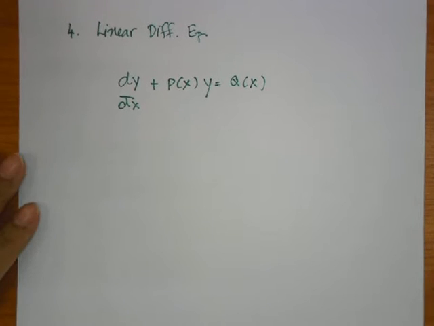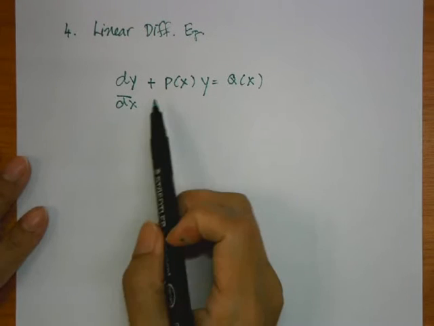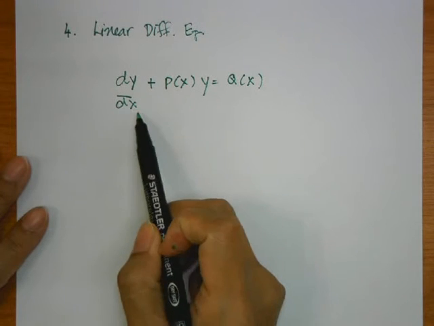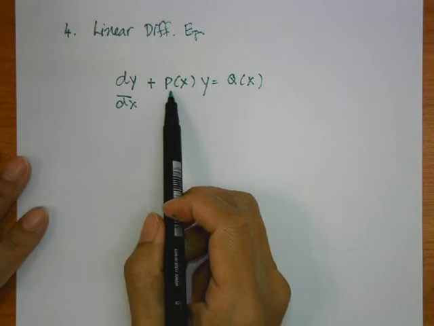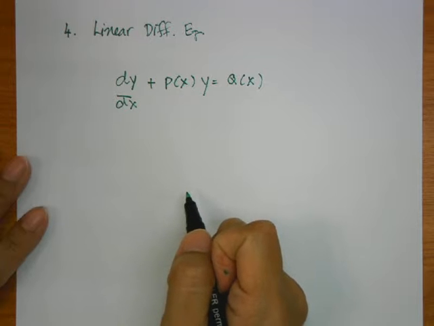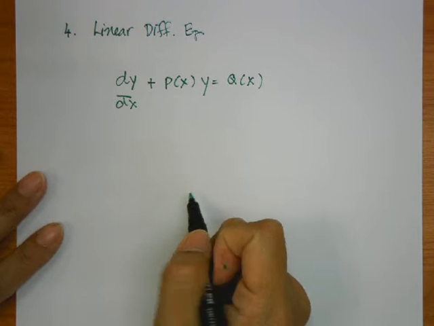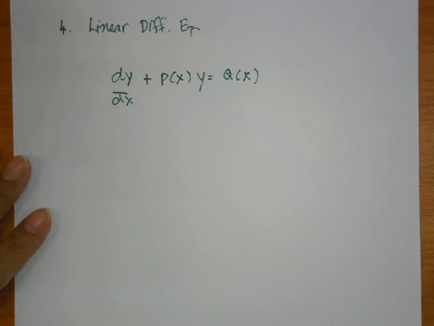Okay, the next form is what we call a linear differential equation. That differential equation should be in this form, where p(x) and q(x) are functions of x or constants. In order to find the solution of this one, we do it this way. We try to find an integrating factor.